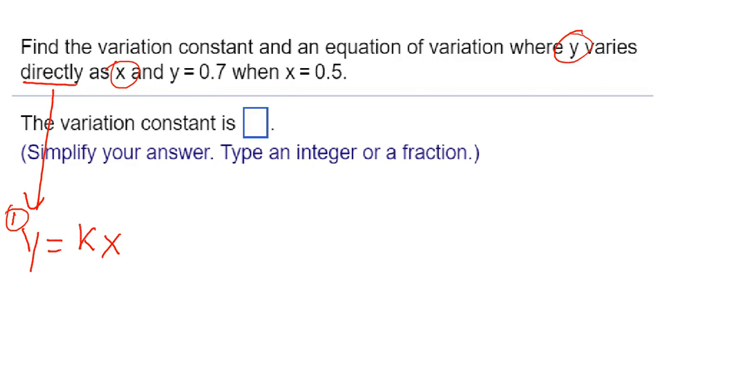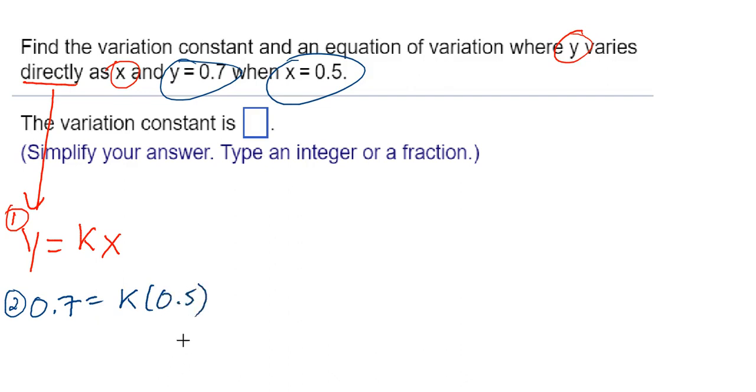Now we'll move on to level 2, which is to plug these numbers in for x and y. So let's go ahead and do that now. For y, we're going to plug in 0.7. For x, we're going to plug in 0.5. And then we can solve for k to find out what k is equal to. All right. So we'll divide by 0.5 on both sides, and we'll get our value for k.